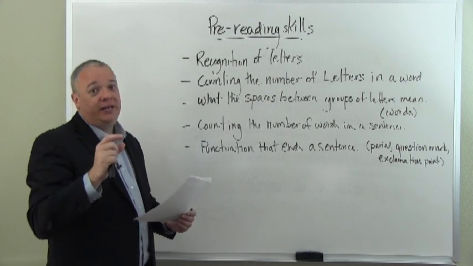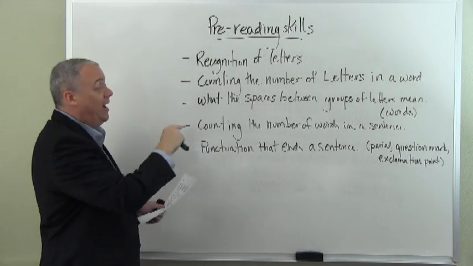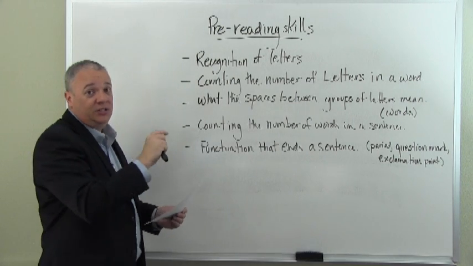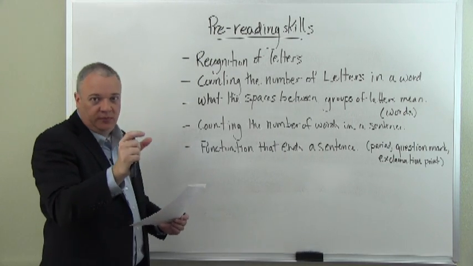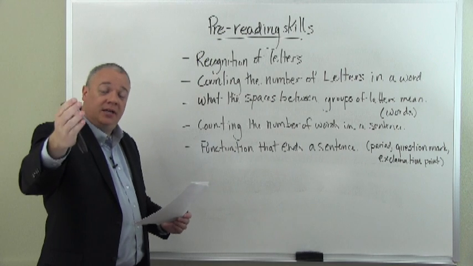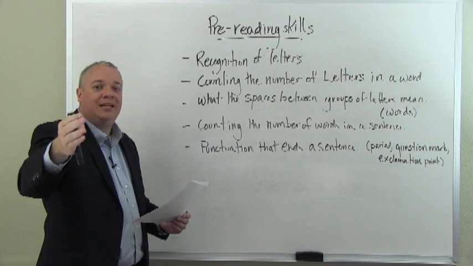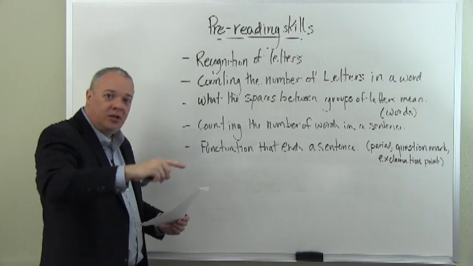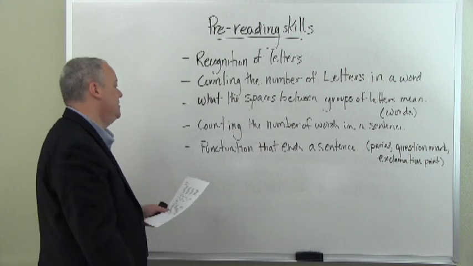Then once you've taught them how to recognize a word, you can get them to count the number of words in a sentence because you've said, this is an individual word, individual word, individual word. Here's the period, exclamation point, or question mark at the end, so we know that's the ending point. Let's count the number of words together in this sentence.